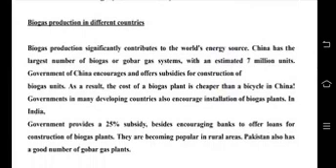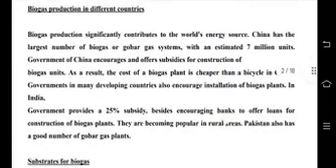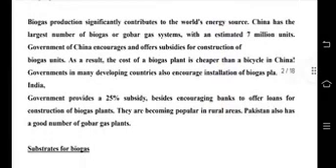So governments in many developing countries also encourage installation of biogas plants. In India, the government provides a 25% subsidy. Besides encouraging banks to offer loans for construction of biogas plants, they are becoming popular in rural areas also. Pakistan also has a good number of gobar gas plants.